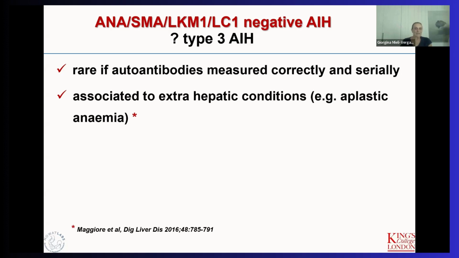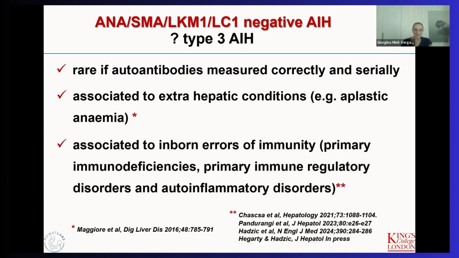Negative autoimmune hepatitis is in fact very often associated to extra hepatic conditions, for example, aplastic anemia. And this has been shown by Major et al., but also in other papers. And more recently, it has been very clearly shown that negative autoimmune hepatitis may be associated to inborn error of the immunity, either primary immune deficiency, primary immune regulatory disorders, and autoinflammatory disorders. This is something pretty new.